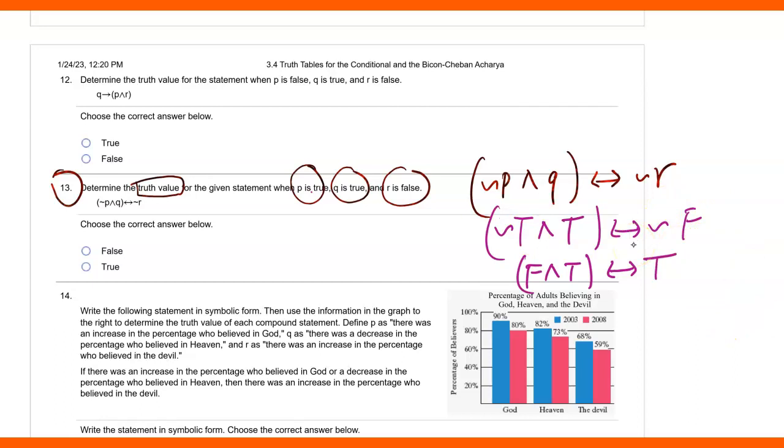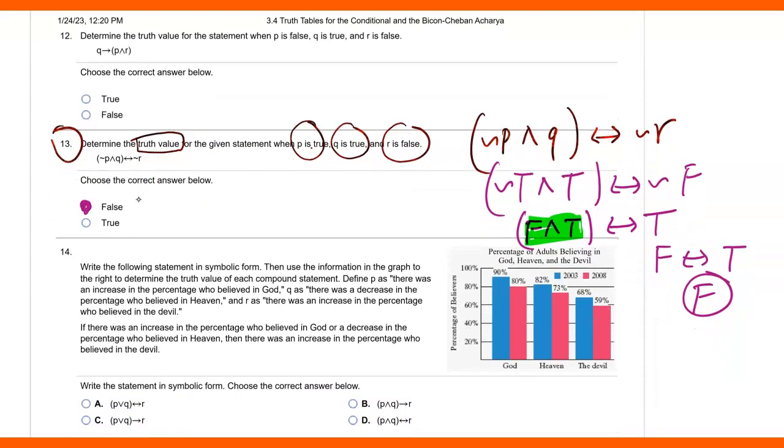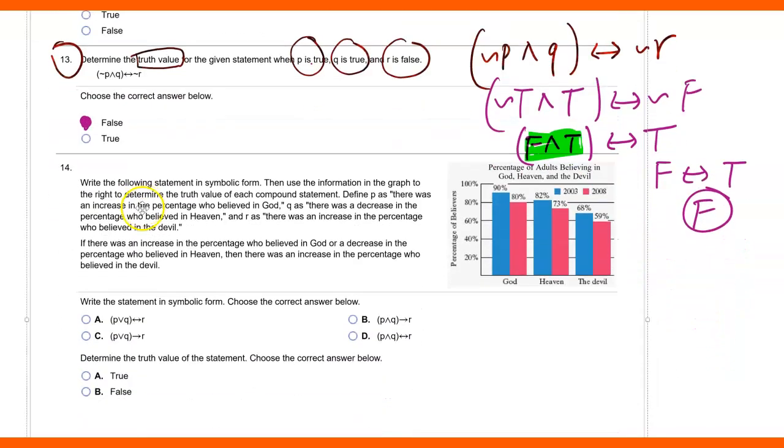Okay. Now, in the parenthesis, false and true is false, correct? False, double arrow, true. And a biconditional, double arrow, is false if both do not have the same truth value. Therefore, this is F. Therefore, the answer, the truth value of this statement, is false here. Okay, number 13 done.